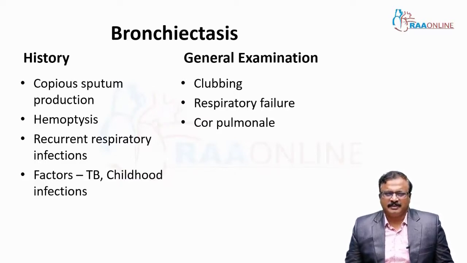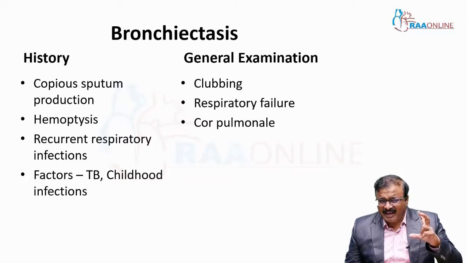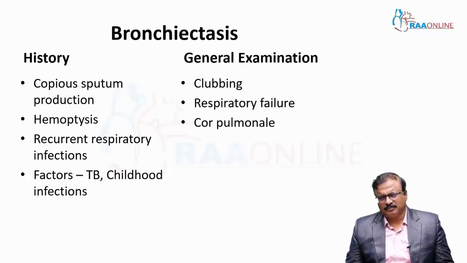Most common etiology, what you should ask is tuberculosis. Past history of tuberculosis. You should ask about past history of recurrent childhood infections which have damaged the cilia, and history of recurrent surgeries, intubations and aspirations. All are predisposing factors for bronchiectasis. With this in the history, if there is a large amount, one cup full or mug full of sputum, it's very classical bronchiectasis.